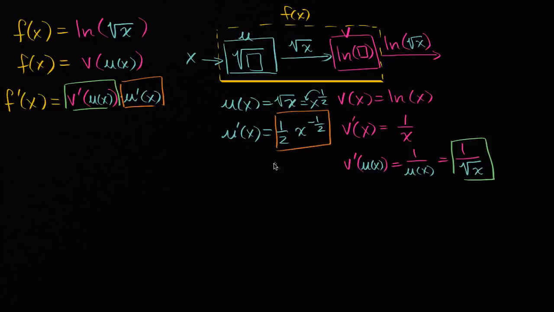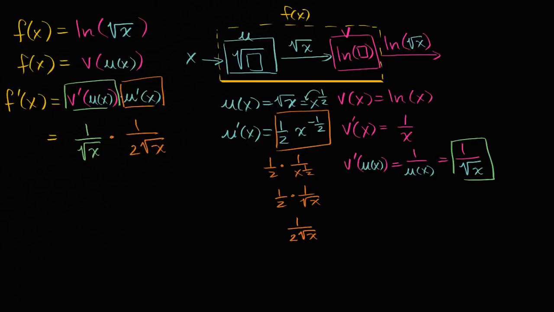And x to the negative 1/2, I could rewrite that as 1/2 times 1 over x to the 1/2, which is the same thing as 1/2 times 1 over the square root of x. Or I could write that as 1 over 2 square roots of x. So what is this thing going to be? Well, this is going to be equal to, in green, v prime of u of x is 1 over the square root of x times u prime of x is 1 over 2 times the square root of x.